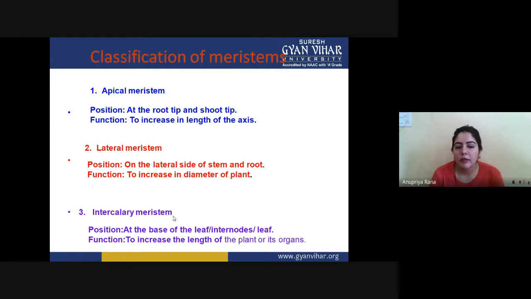Now, third is the intercalary meristem. This is present in between the bases of the leaf and also the internodal portion. The major function of any meristematic tissue is basically to increase the number of cells, which results in the length of the plant and the girth of the plant. Same here, the function is to increase the length of the plant body. So all these meristems have a main function to perform, just to increase the length and the girth of the plant.